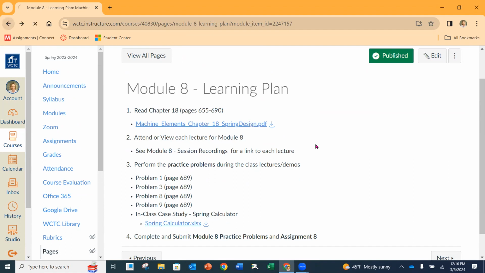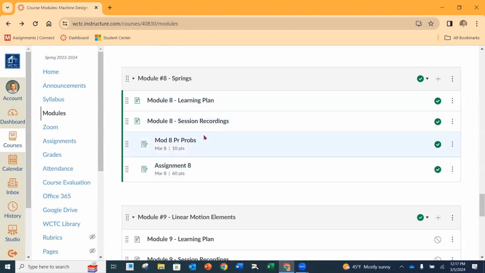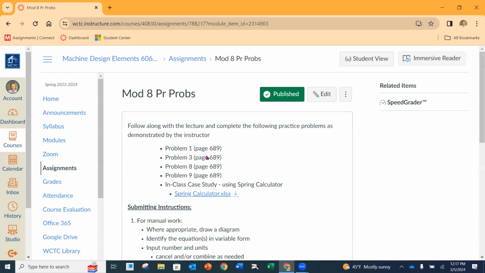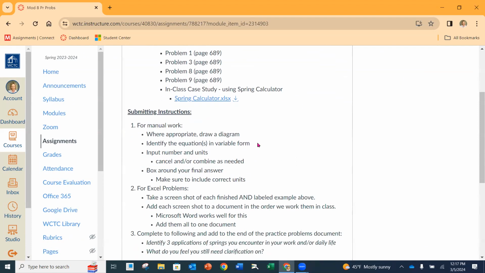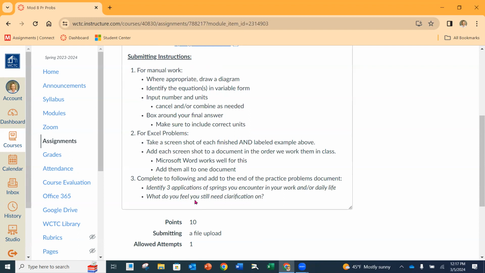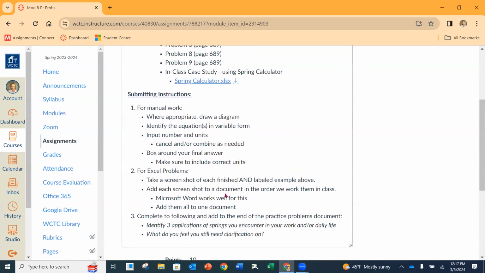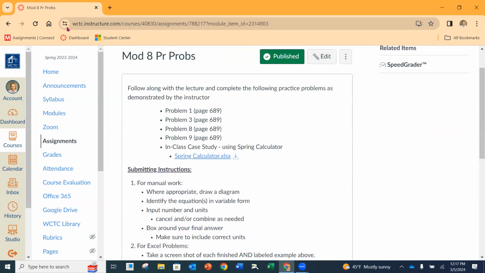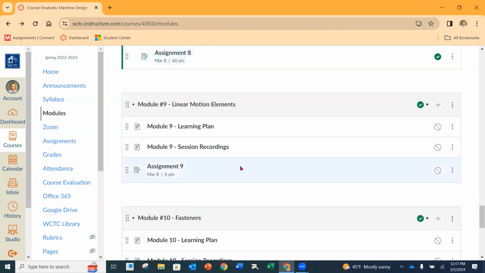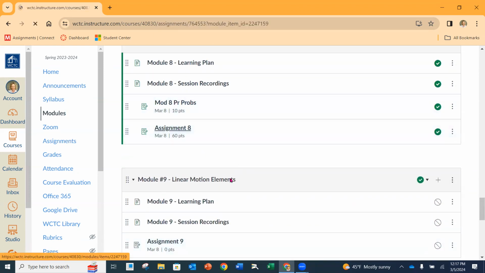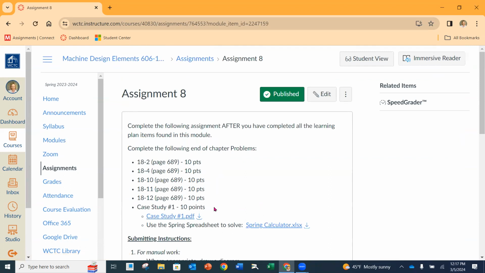Now, additionally, I'm going to go back. As we look at this module, I will be posting the session recordings here. And this is where your practice problems are going to be. And this is where your assignment number 8 is going to be. If we click on each, you're going to notice that the problems are listed. And for the practice problems, as you know, there are always those extra couple of questions that I ask you to put as part of your submission. They're there again, so make sure that you do those. And then assignment 8 is listed here as well. By the time we get through, you'll have a good idea of what we're looking at there.